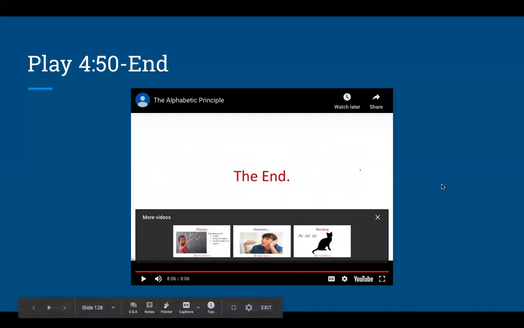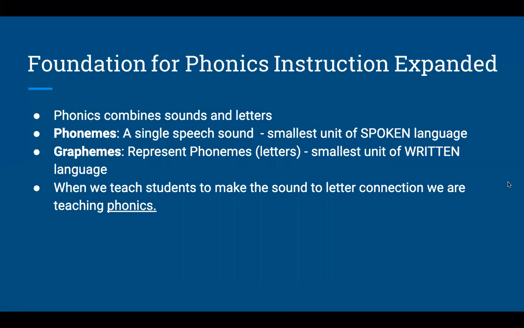All right, sweet. So that was a good review of what we talked about today, and then diving into what we will cover. The video touched on this too, but here is a little bit of an expansion on the foundation for phonics instruction. Phonics combines sounds and letters, so phonemes and graphemes. A phoneme is a single speech sound. It's the smallest unit of spoken language, and graphemes represent phonemes, so they're the letters, the smallest unit of written language. So when we teach students to make the sound to letter connection, connecting those phonemes and graphemes, we are teaching them phonics.